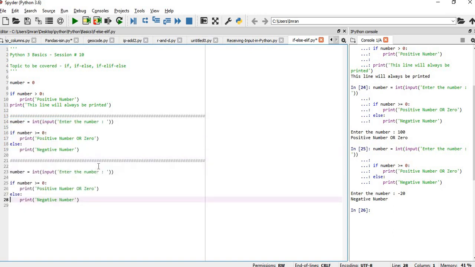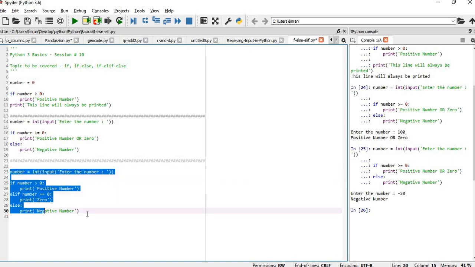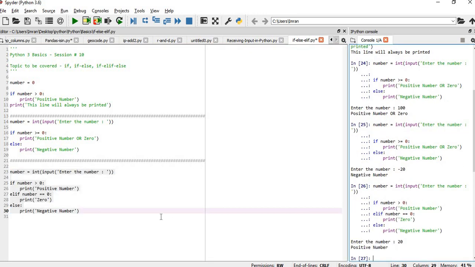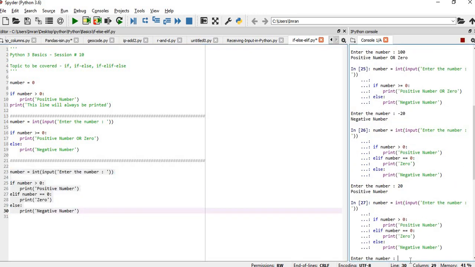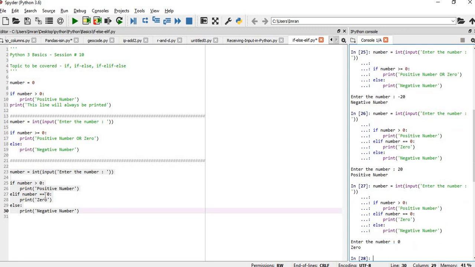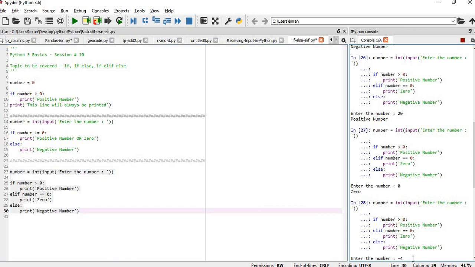Then we'll say if the number is greater than 0, then print positive number, elif number is equal to 0, print 0. Now, elif works on the condition that if any of the conditions is satisfied, it will come out of the if-else scenario. Now we'll execute this. Suppose we give 20, positive number. We'll execute again and give 0. So that's how it is working. And again if I give minus 4, it shows negative.